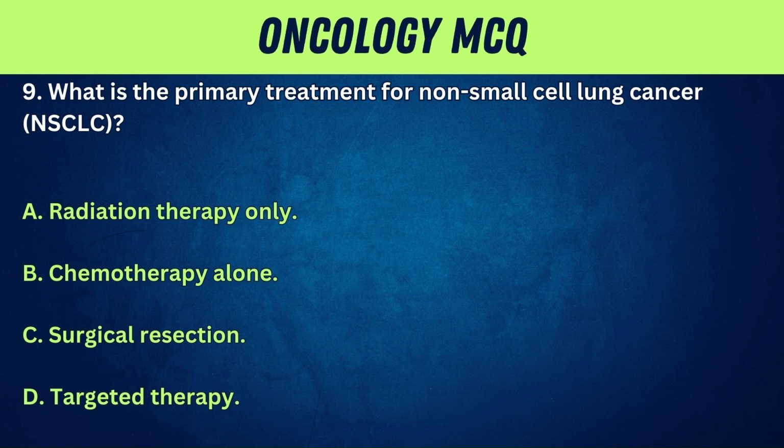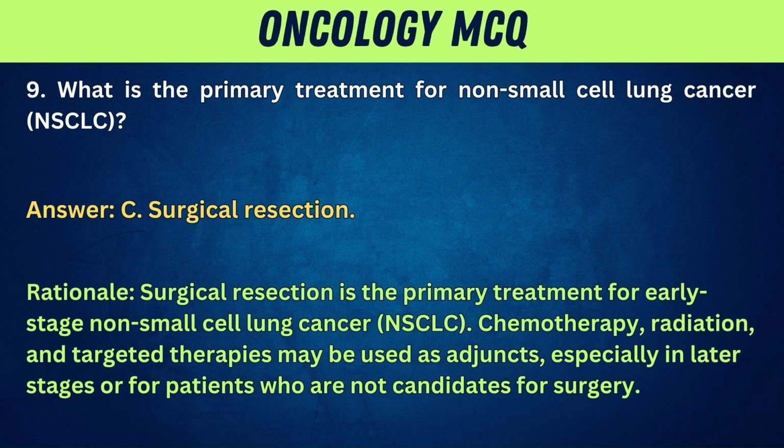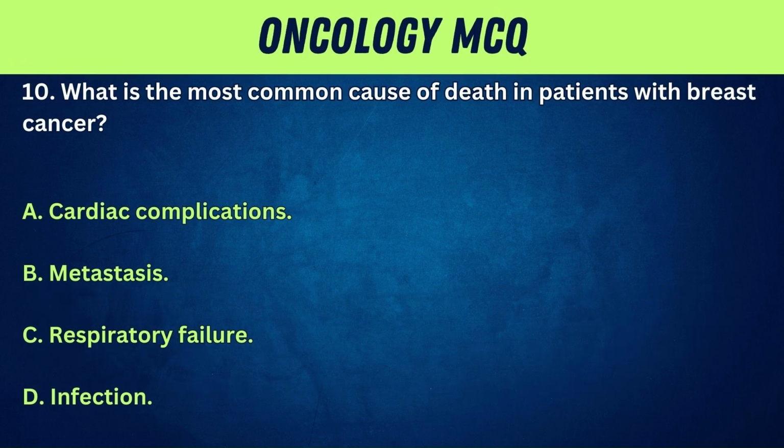9. What is the primary treatment for non-small cell lung cancer, NSCLC? A. Radiation therapy only. B. Chemotherapy alone. C. Surgical resection. D. Targeted therapy. Answer: C. Surgical resection. Rationale: surgical resection is the primary treatment for early-stage non-small cell lung cancer, NSCLC. Chemotherapy, radiation, and targeted therapies may be used as adjuncts, especially in later stages or for patients who are not candidates for surgery.